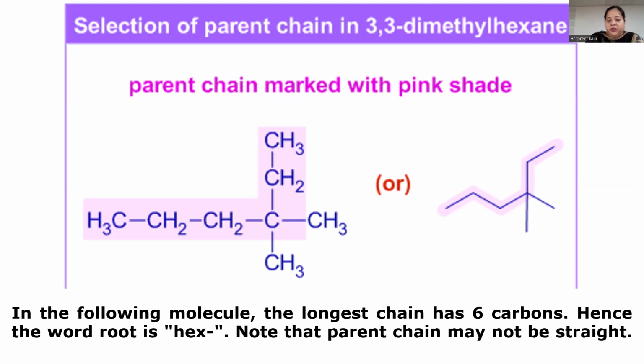As here, if we number it from the top, then the methyl groups are at position number 3. If we number it from the left, then the methyl groups are at position number 4. So 3, 3 is preferred over 4, 4.